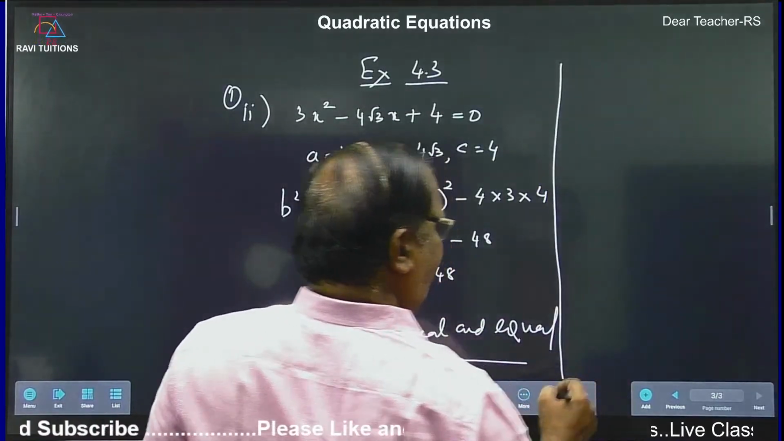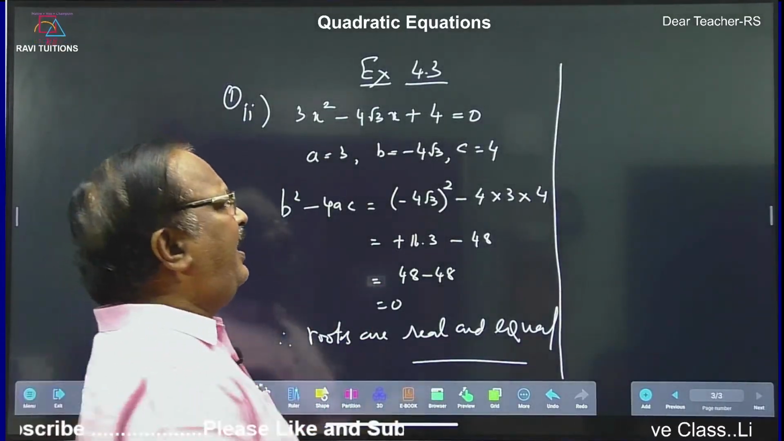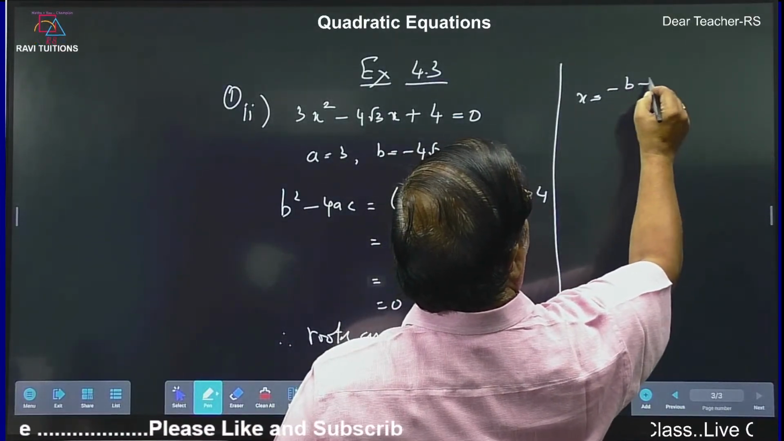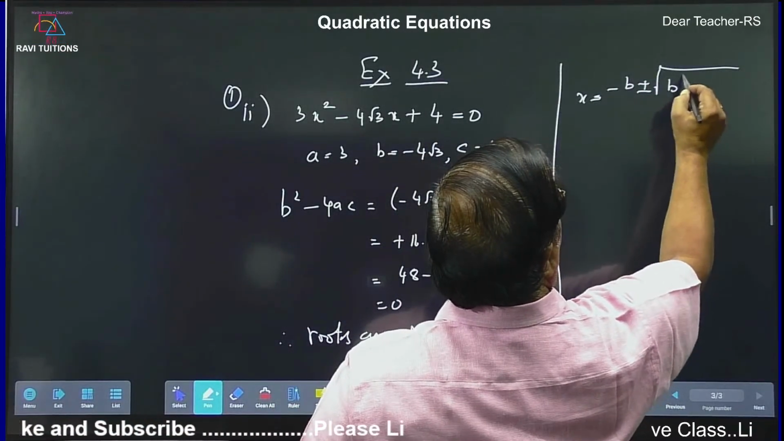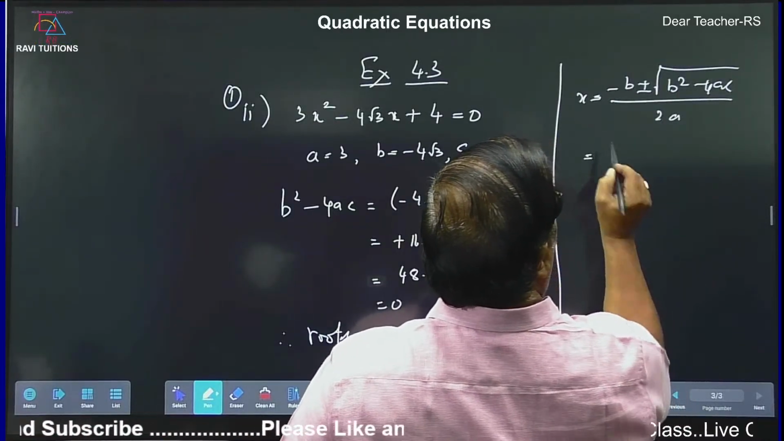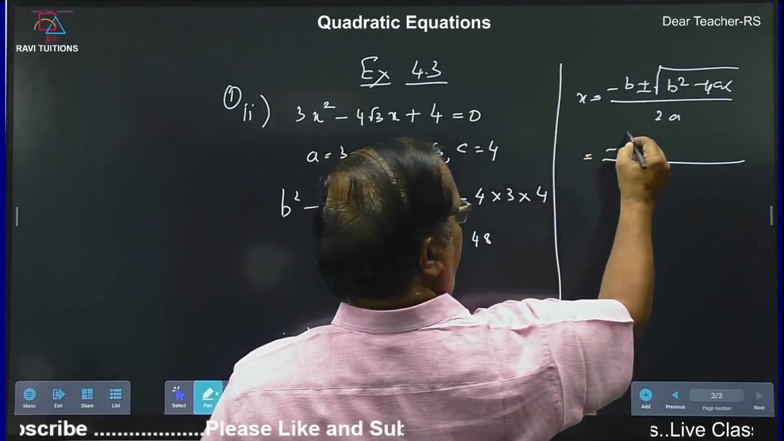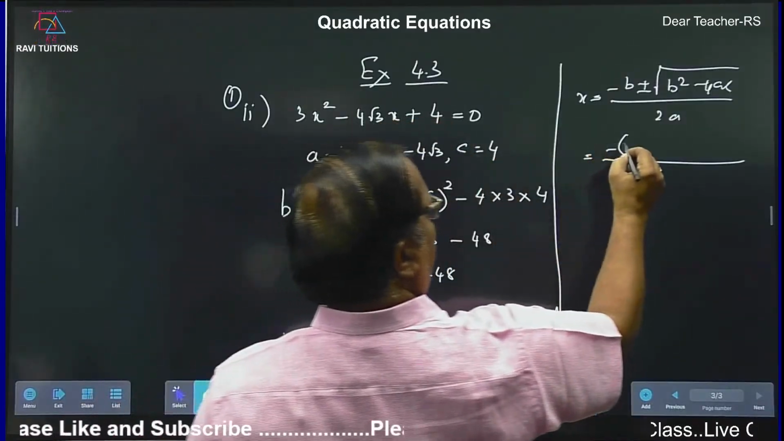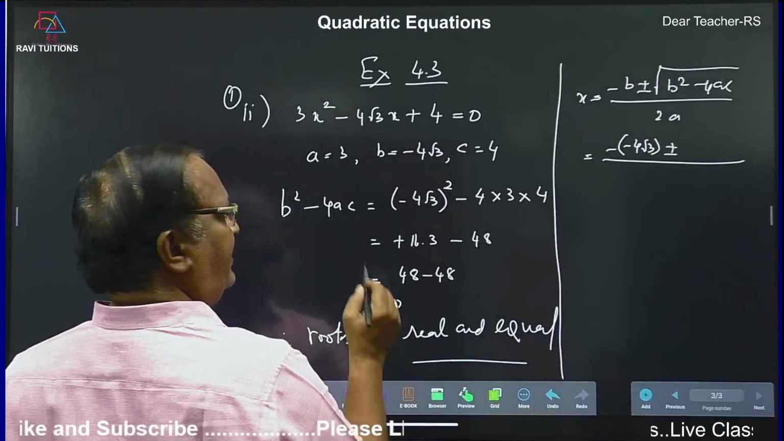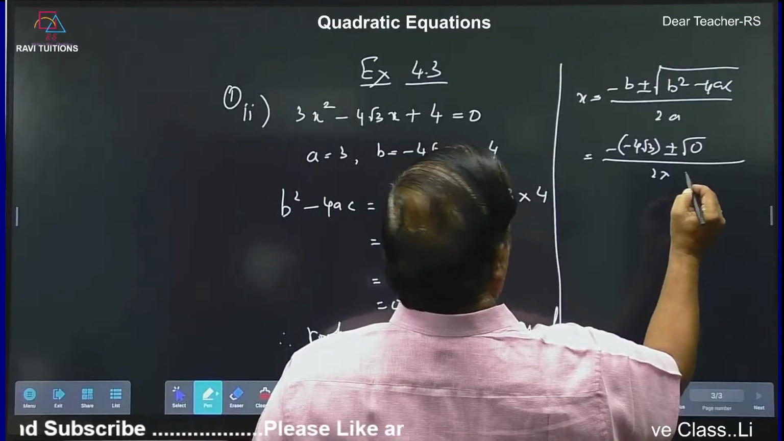He did not ask us to find the roots by rationalization or factorization, so I will use the formula method. X is equal to minus b plus or minus square root of b square minus 4ac by 2a. I will put the values, b is minus 4 root 3. B square minus 4ac is already 0, so I will put 0 under root. 2 into a is 3.